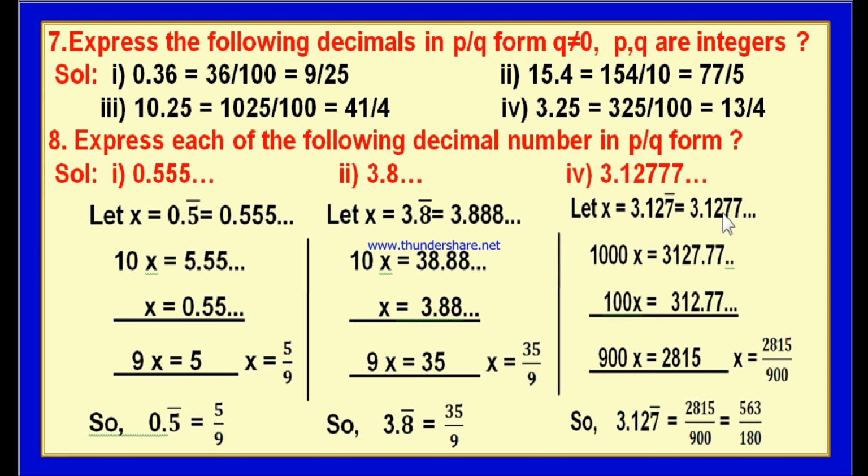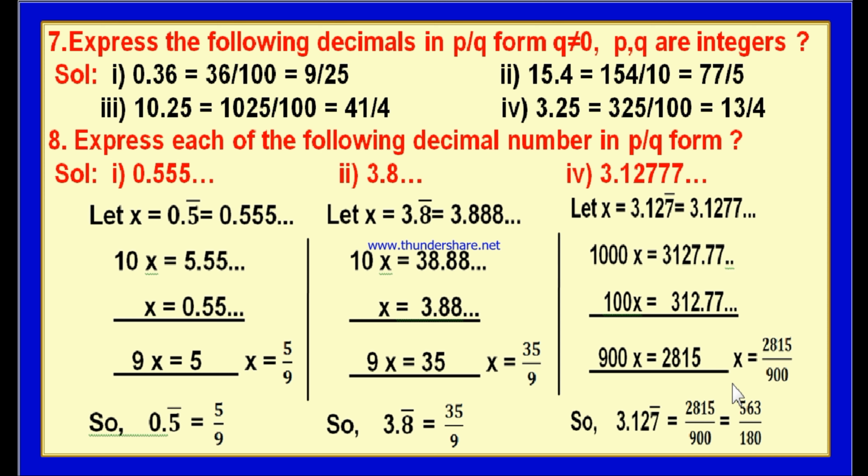Therefore 312.77 recurring. Now you subtract: 1000x minus 100x is 900x, and 0.77 recurring minus 0.77 recurring is 0. 7 minus 2 is 5, 2 minus 1 is 1, 1 minus 3 you cannot subtract. Therefore 31 minus 3 is 28, and x is equal to 2815 by 900.